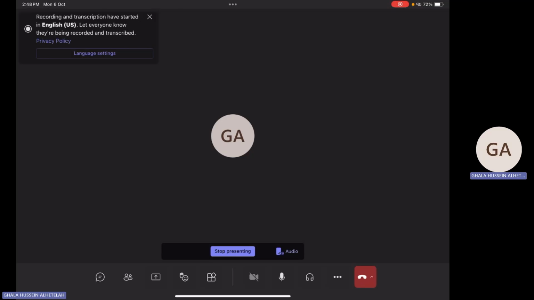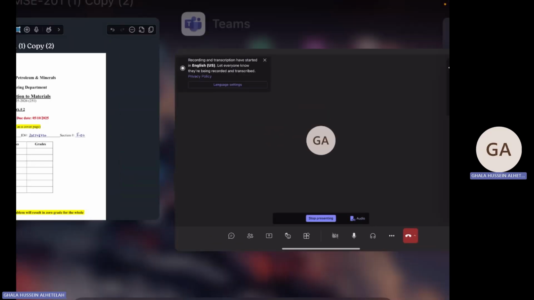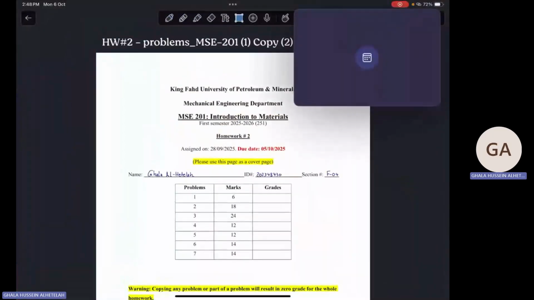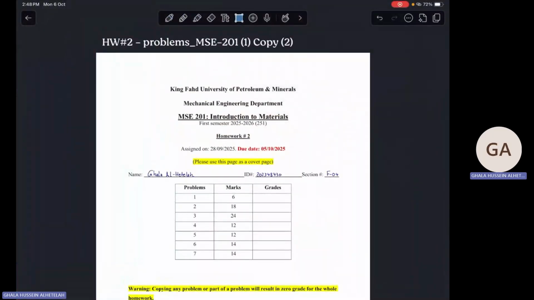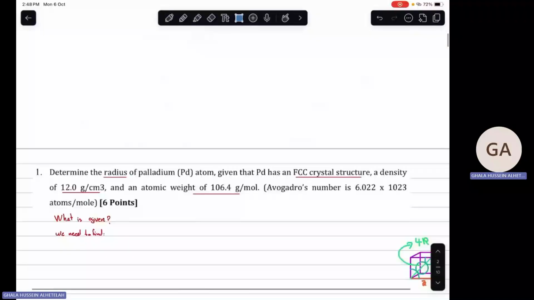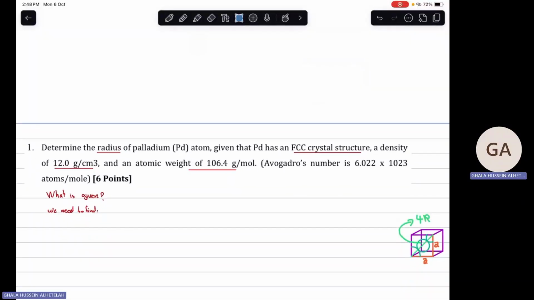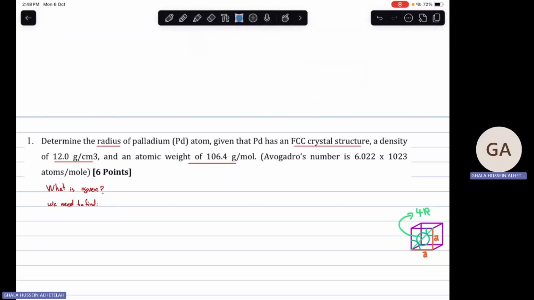Hi everyone. Today inshallah we are going to solve homework 2 for the course MSE 201 Introduction to Material. Bismillah, let's start. The first question says, determine the radius of the palladium atom, given that it has an FCC structure. Okay, we know that it has FCC structure.